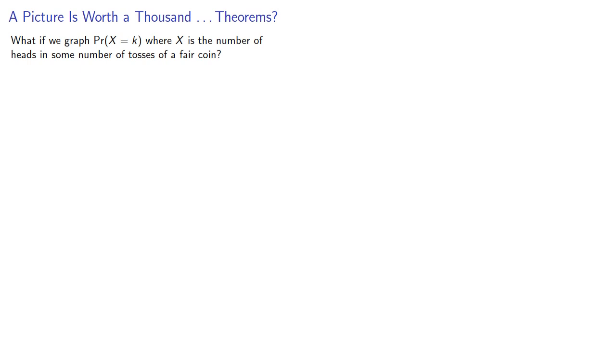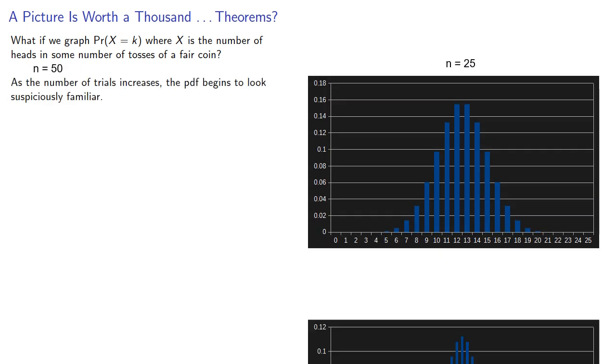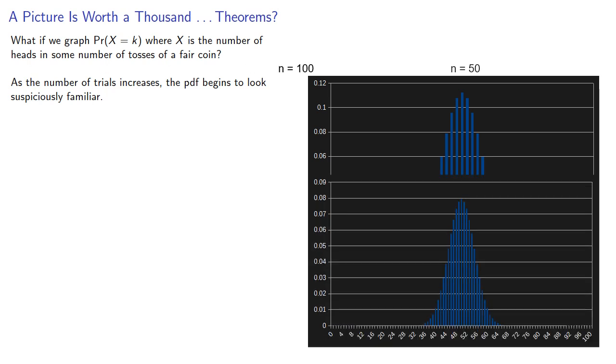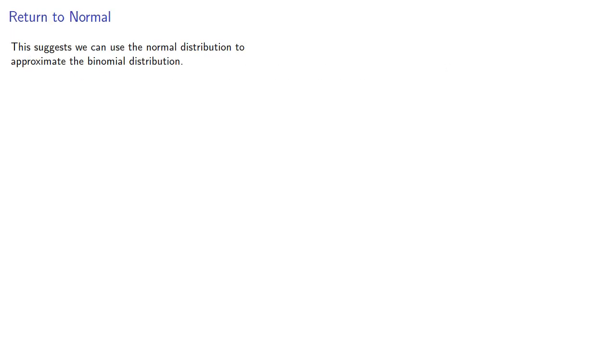So what if we graph the probability that x equals k, where x is the number of heads in some number of tosses of a fair coin? As the number of trials increases, the PDF begins to look suspiciously familiar. This suggests we can use the normal distribution to approximate the binomial distribution.